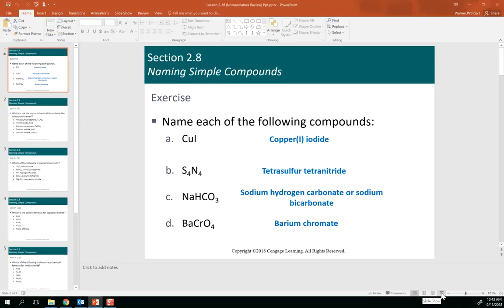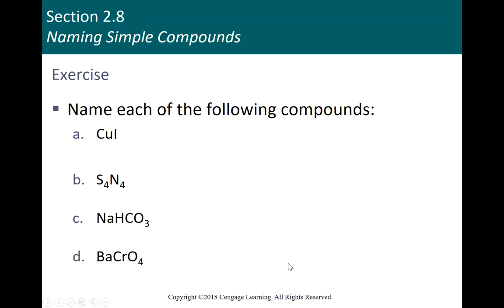Welcome to lesson 2.8F, and this is our nomenclature review. So this is tying all the things we just talked about in lessons 2.8A through E together. Let's try to name these compounds.